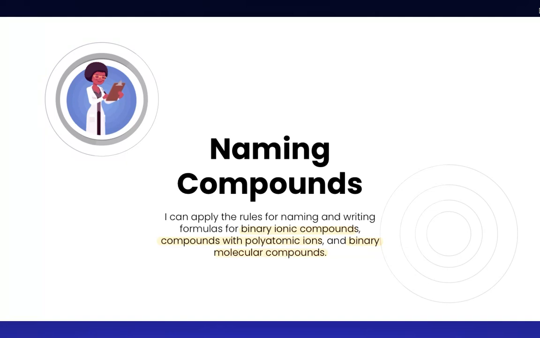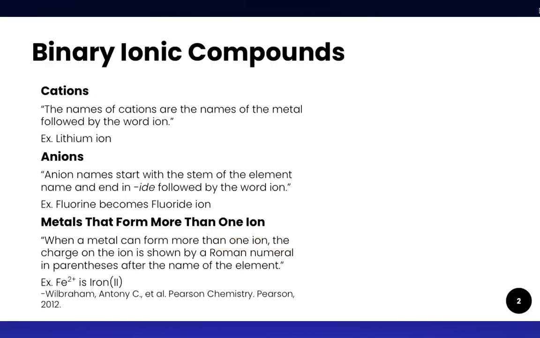The items you will need handy for this lesson today are your list of common polyatomic ions and your periodic table. All right, so we're going to start with binary ionic compounds.